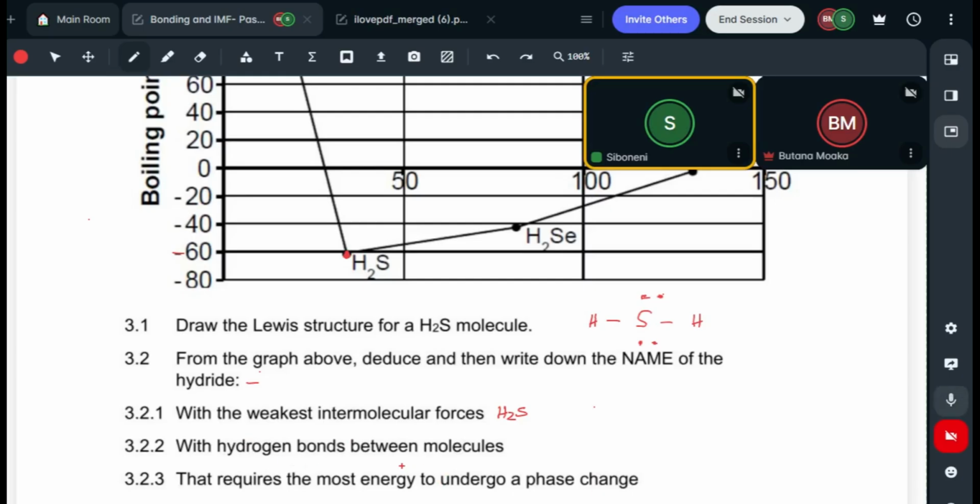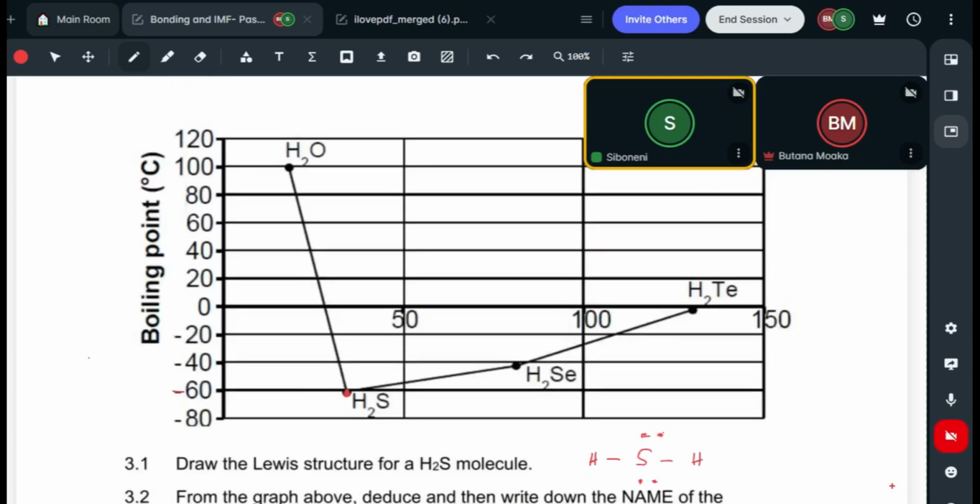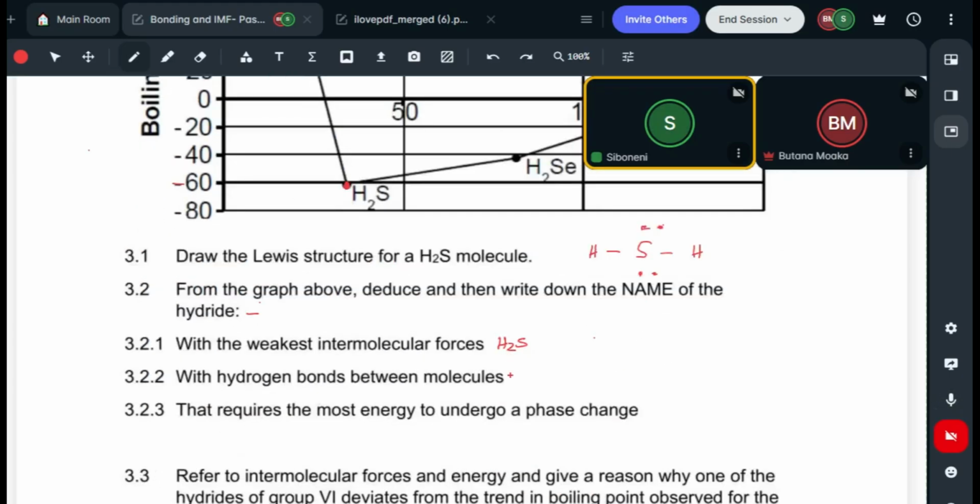3.2.3, with the hydrogen bond between molecules. So when they say the hydrogen bond between molecules, remember the hydrogen bonding occurs only when H is bonded to F, the fluorine, O, the oxygen, and N. And now, when we look at this, we know that the water is the one that contains the OH bond in it. So the correct answer will be water. Are you still with me, or are you sleeping? Yes, I'm still listening. Yeah, so this is H2O. The water is the one that is bonding with the OH.